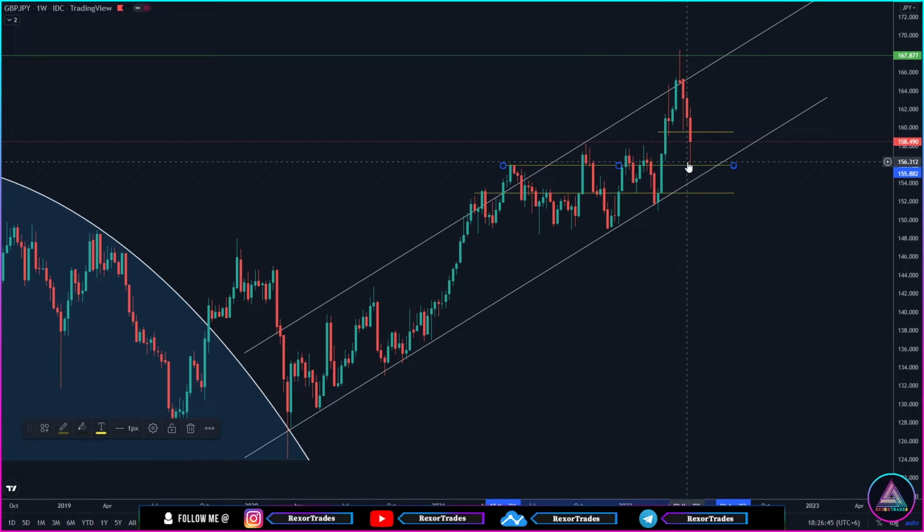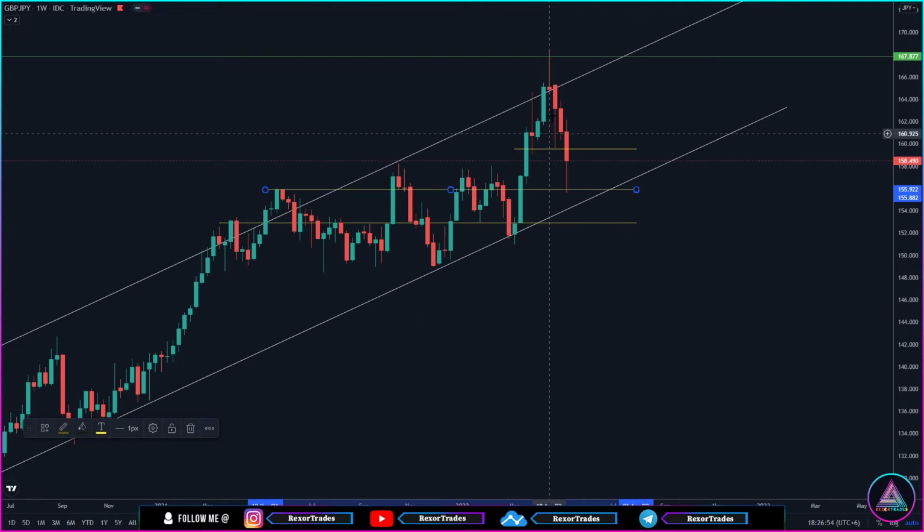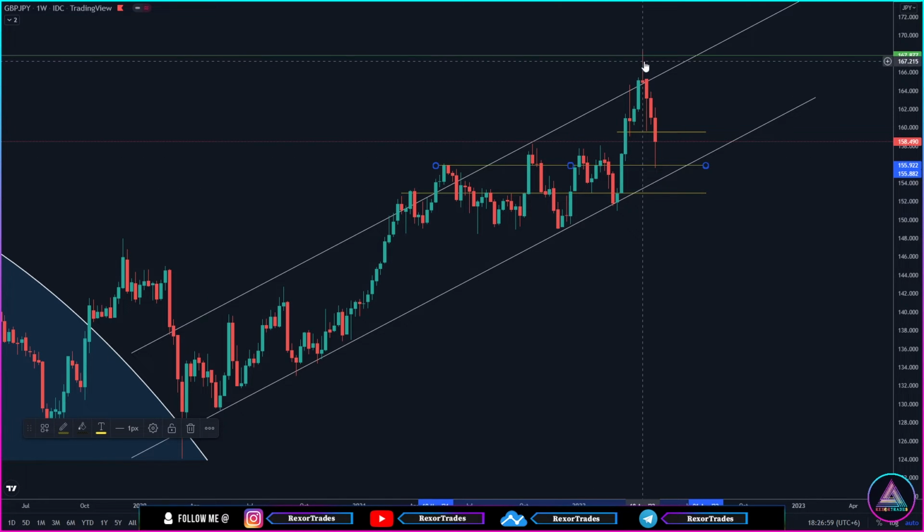Now this also respects the idea of GBPJPY continuing in this uptrend channel, which it has been continuing for a really long time. So GBPJPY might have found its strong support around this key zone, might have made its deeper pullback after all this bullish engulfing move.